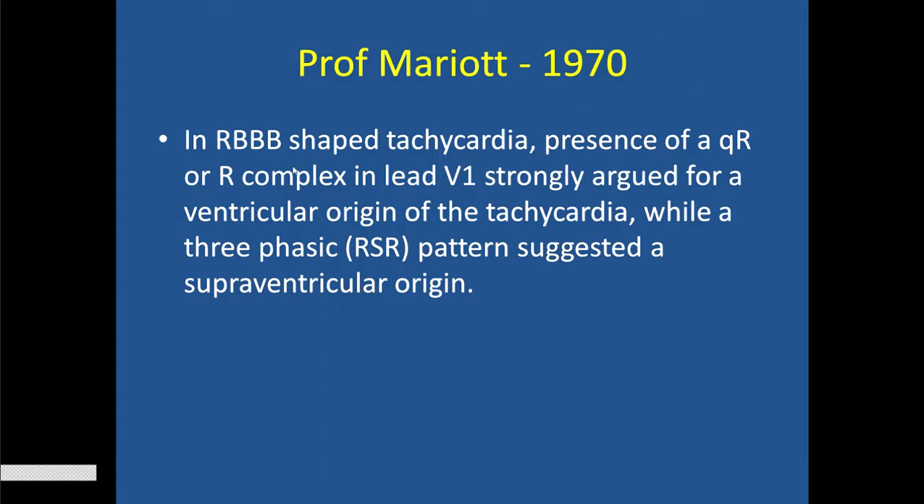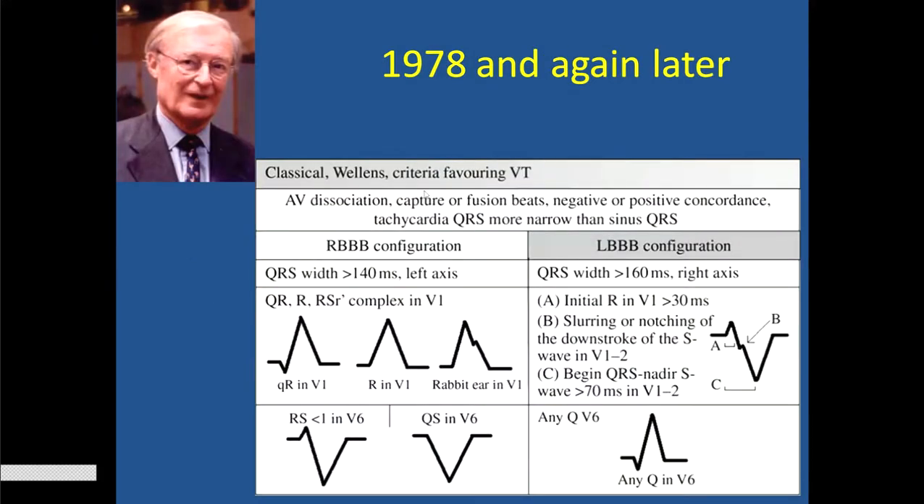It was Professor Marriott in 1970 who showed, in right bundle branch block shaped tachycardia, that means a positive terminal deflection in V1, presence of a QR or a monomorphic R in V1 strongly argued for a ventricular origin of the tachycardia, while an RSR' pattern suggested a supraventricular origin.